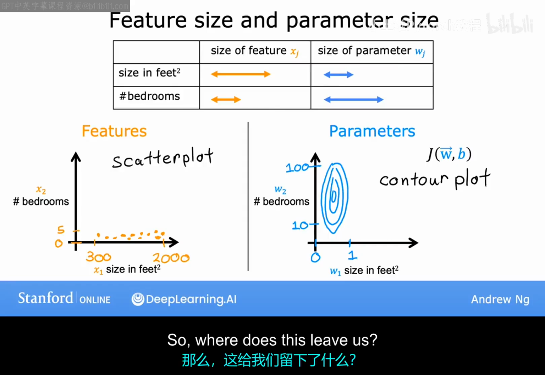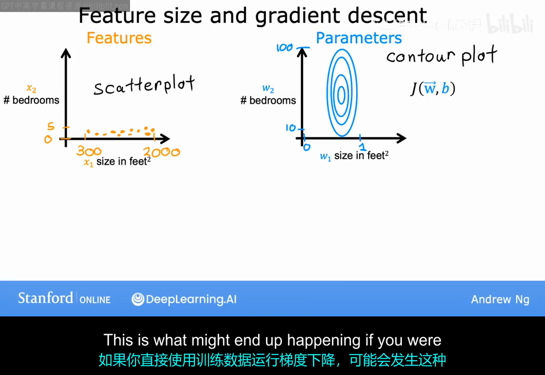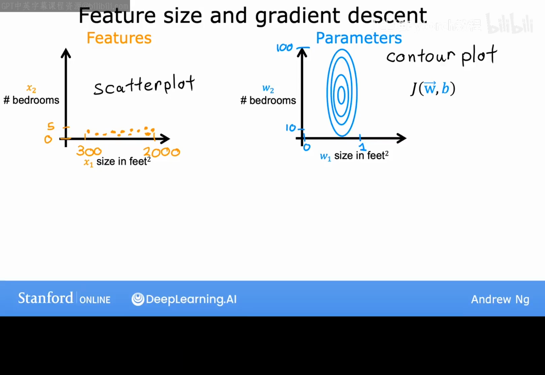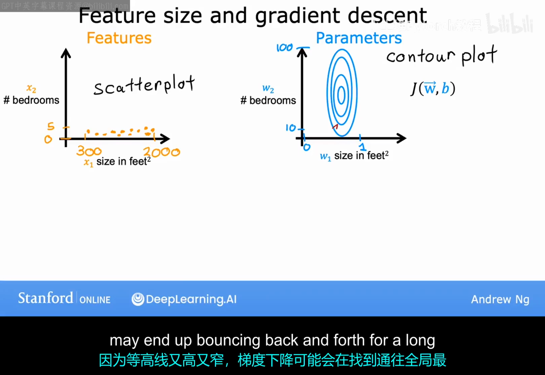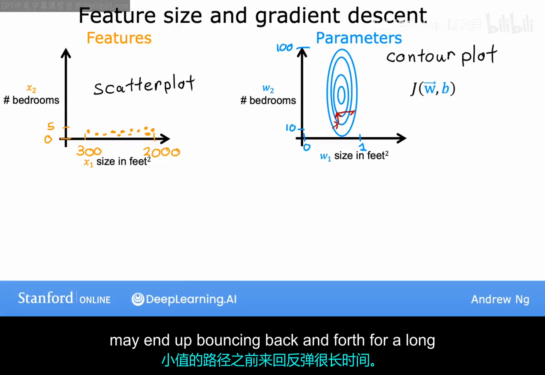So where does this leave us? This is what might end up happening if you were to run gradient descent if you were to use your training data as is. Because the contours are so tall and skinny, gradient descent may end up bouncing back and forth for a long time before it can finally find its way to the global minimum.